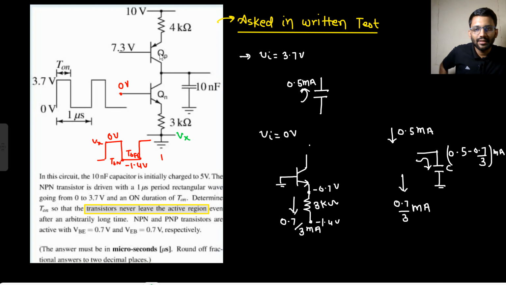So in the examination, if this particular circuitry is given and they have written transistor never leaves the active region, if it comes in GATE, it will be MTA. But if it is coming in some written test of IITs, then you should think never leave the active region means even if it is going into cutoff, it's fine. You shouldn't go into the saturation region.